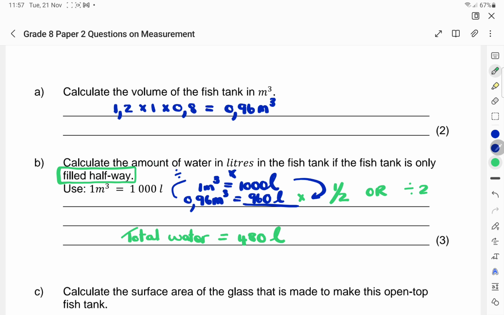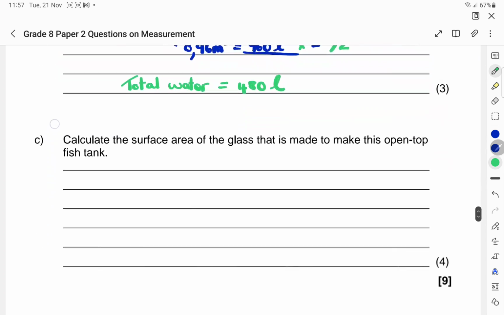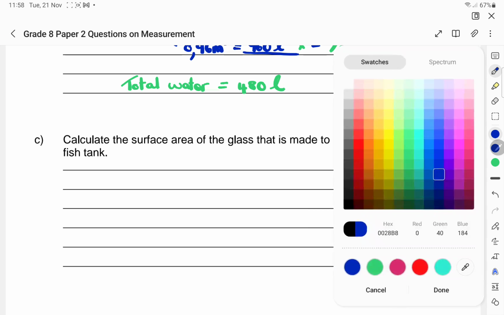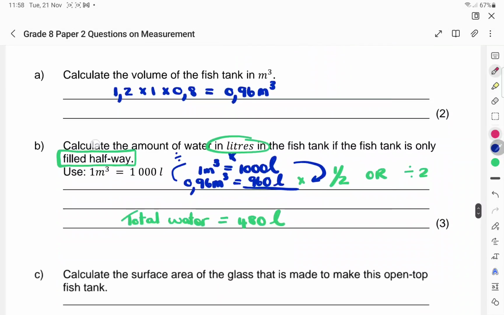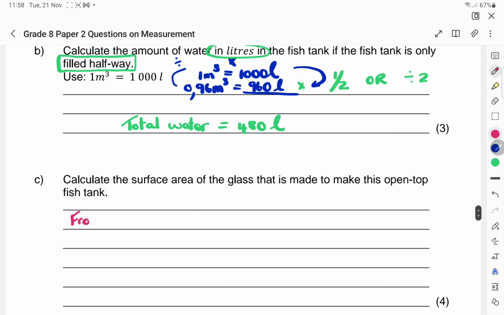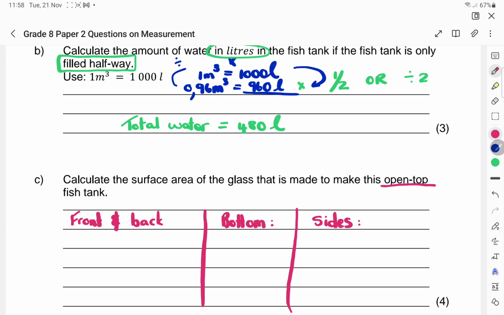Let's just double check. Calculate the amount of water in liters. That's what I've done. Okay, now they say to calculate the surface area of the glass that is made to make this open top fish tank. So again, they reminded me that it was an open top fish tank. Okay, so for the front and the back, I always do it in different stages, front and back area. Then I'm going to do the bottom, not top and bottom, just the bottom because it's an open top. And then I'm going to do the sides. And then I'm going to add it all together.